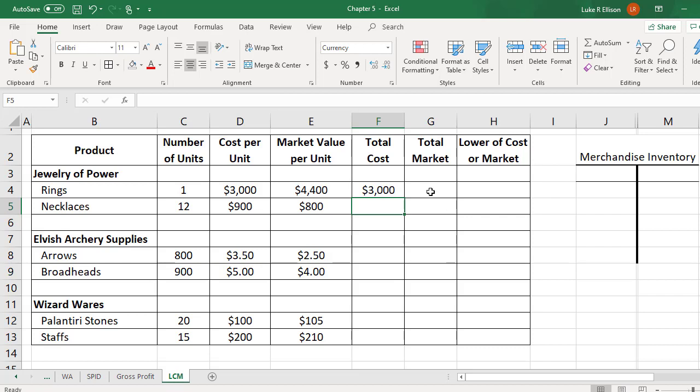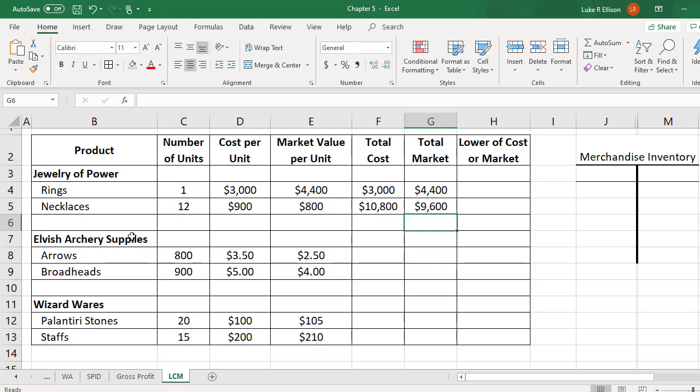We can do the same thing for the market value. We'll take the number of units, but this time we will multiply that by the market value per unit to give us $4,400 of a total market value for rings. We can continue the process for necklaces. Take the number of units, 12 necklaces, multiplied by the 900 cost per unit that we paid. That's a $10,800 cost for necklaces. And the current market value is going to be 12 necklaces times $800 per necklace, which is $9,600.